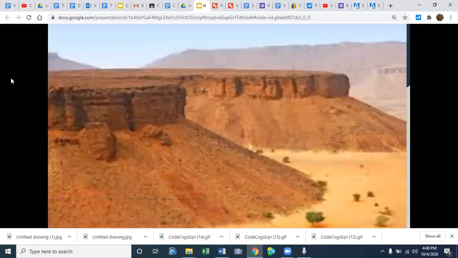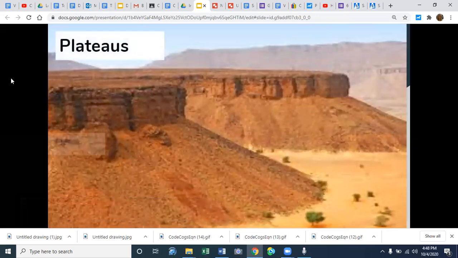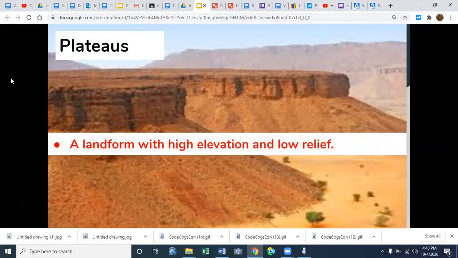Okay, what is this flat thing? It's high, but it's flat. These are plateaus. Plateaus are a landform with high elevation. They're high off the ground from the sea level, but they have low relief. That means they're not that far from the land around them. So there's not a huge difference from the top of the plateau to the land around it. But they're still very high compared to sea level.